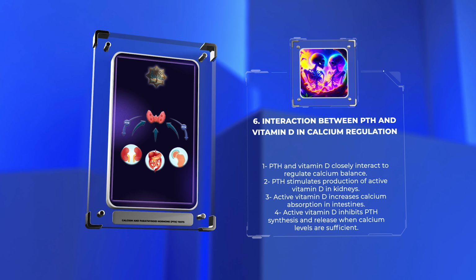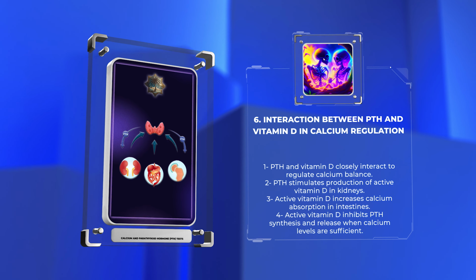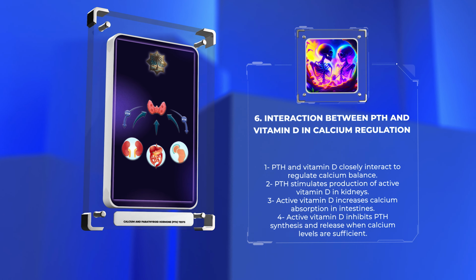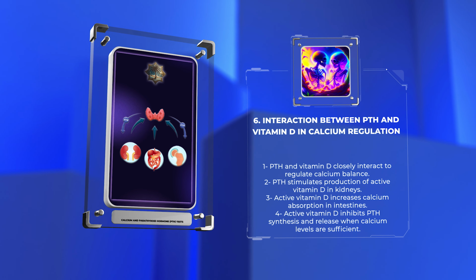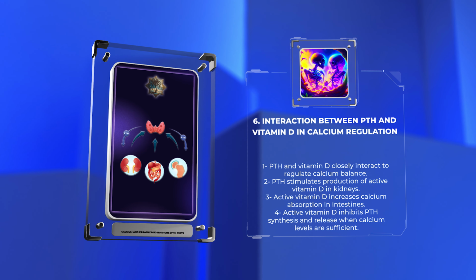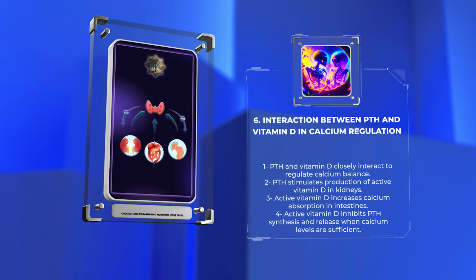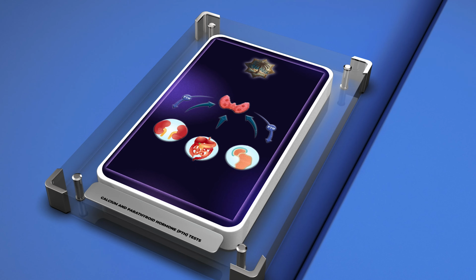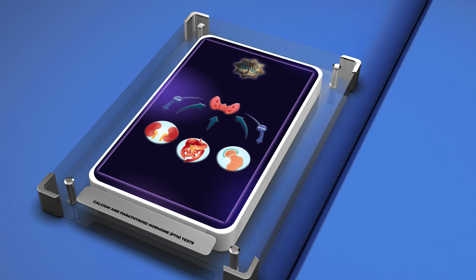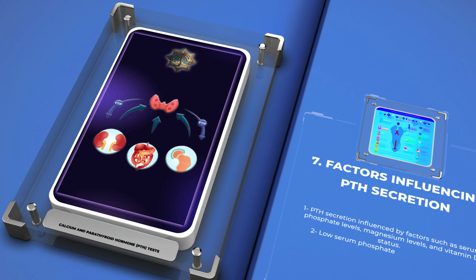When calcium levels are sufficient, calcitriol inhibits PTH synthesis and release, thus preventing excessive calcium mobilization from the bones and suppressing PTH-induced calcium reabsorption in the kidneys. This delicate interplay between PTH and vitamin D ensures precise regulation of calcium levels and maintains the integrity of skeletal and extracellular calcium levels. The secretion of parathyroid hormone, PTH, is influenced by a variety of factors beyond calcium levels.